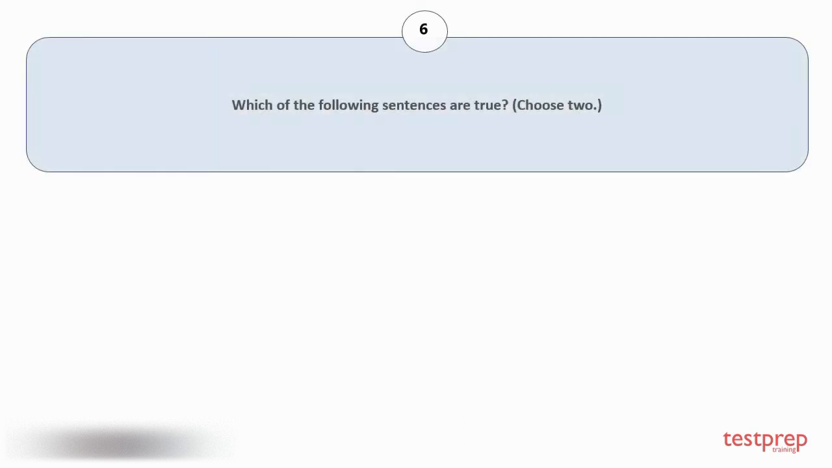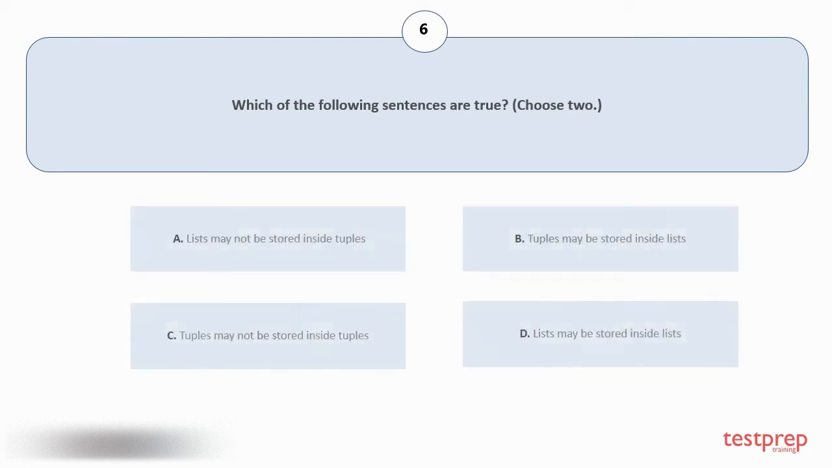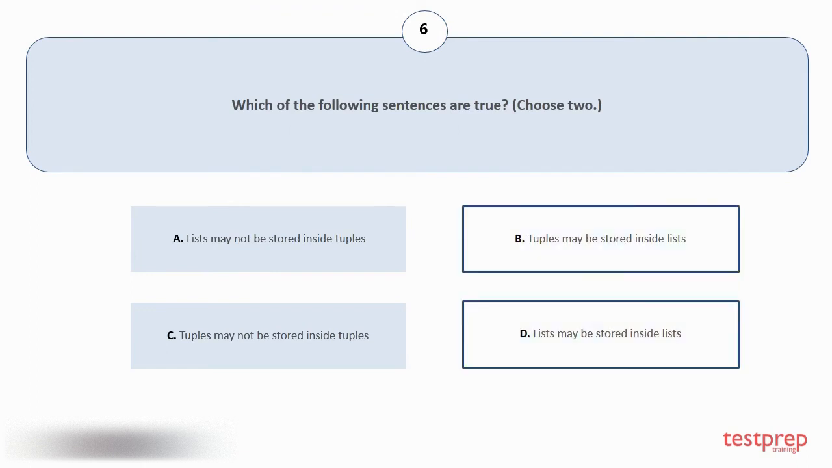Question number 6, which of the following sentences are true? Choose 2. Your options are. A. Lists may not be stored inside tuples. B. Tuples may be stored inside lists. C. Tuples may not be stored inside tuples. D. Lists may be stored inside lists. The correct answers are, option B, and D.